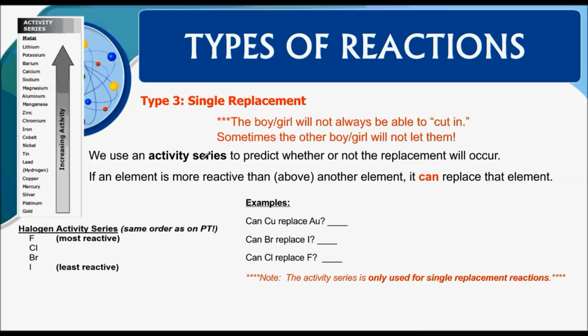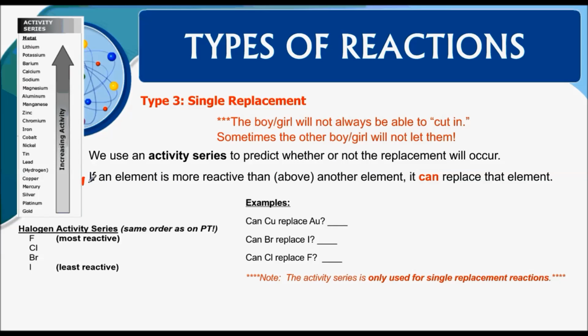So something interesting about single replacement is that it doesn't always occur. Sometimes the answer might be no reaction. Well, why is that? It says here, the boy-girl will not always be able to cut in. Sometimes the other boy or girl will not let them. In a chemistry reaction, we use an activity series to predict whether or not the replacement will occur.